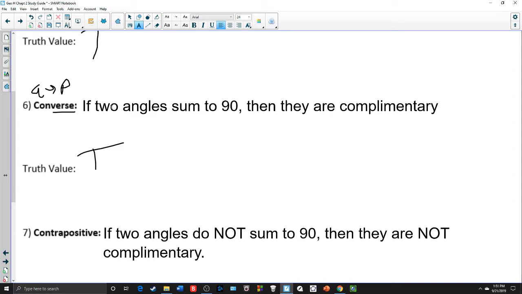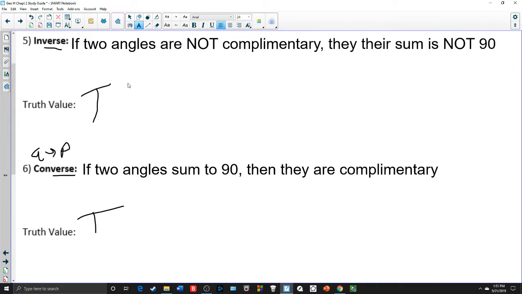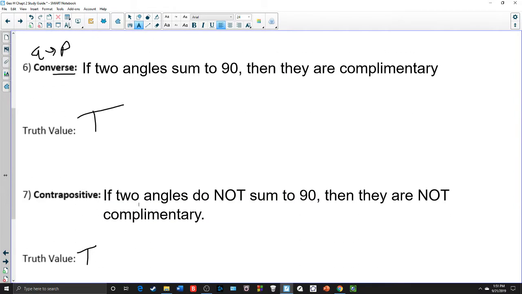So again, it's just the converse with the nots in it, or you can think about it as the inverse flipped. So if you flip the inverse, you get the contrapositive. And again, we already said it's true because our original statement was true.